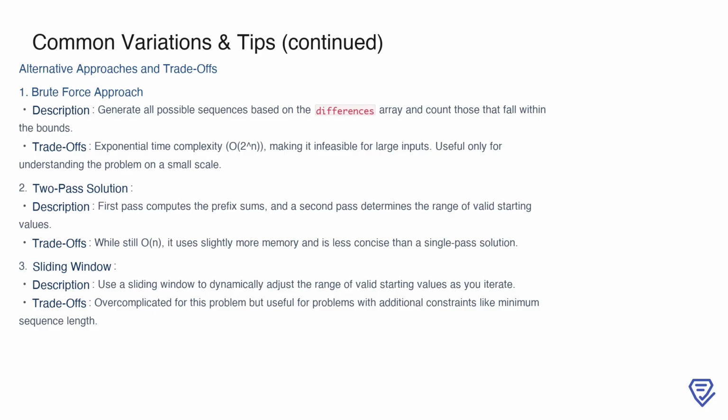Another option is the two-pass solution. In this approach, the first pass computes the prefix sums, and the second pass determines the valid range of starting values. While this method achieves O(n) time complexity, it uses slightly more memory and is less concise than a single-pass solution. Finally, the sliding window technique dynamically adjusts the range of valid starting values as you iterate through the array. While this method can be useful for problems with additional constraints, like requiring a minimum sequence length, it is overly complex for this specific problem.